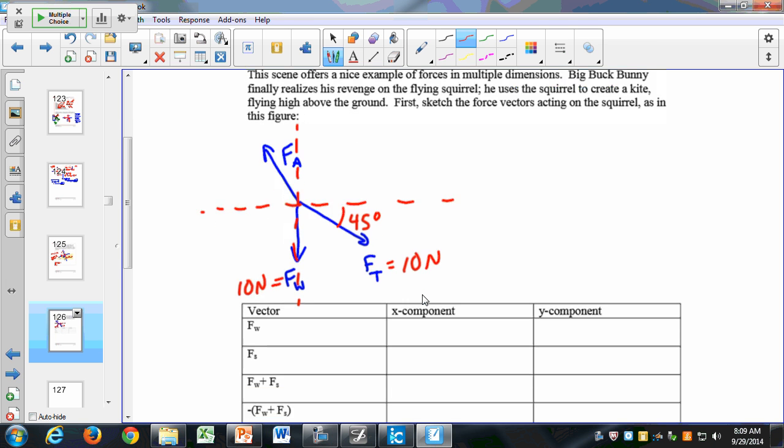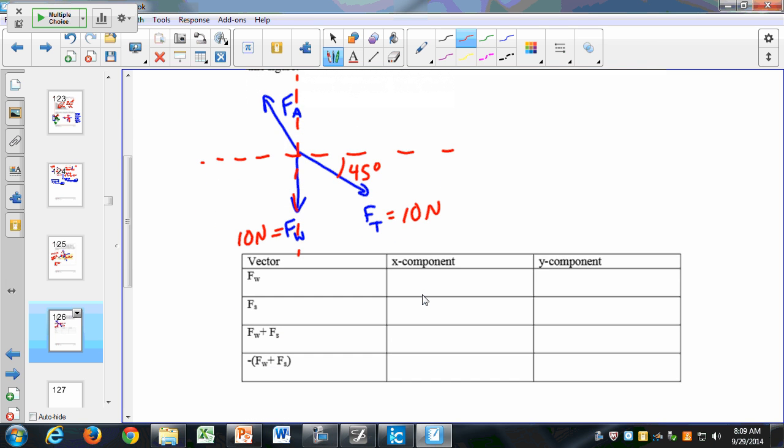So first, I'll do my X and Y components of Fw. What's my X component of Fw? That's the X component of this force right here. 0. It has no X component, or it's equal to 10 newtons times the cosine of negative 90, which is 0. And then my Y component is equal to, okay, not just 10 newtons, but what?